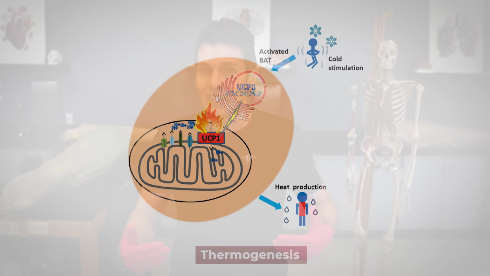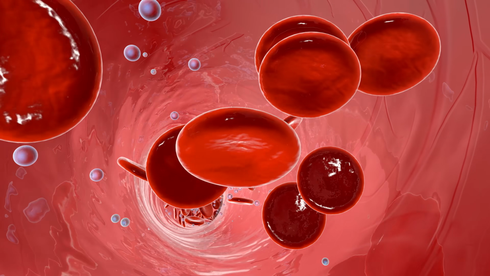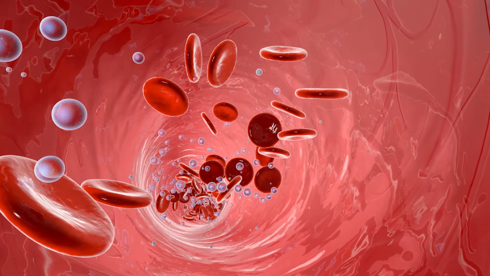And remember how we said that brown fat had a very rich blood supply? The heat generated by these specialized mitochondria in the brown fat can now be carried away by the blood to other body tissues in order to warm them up.